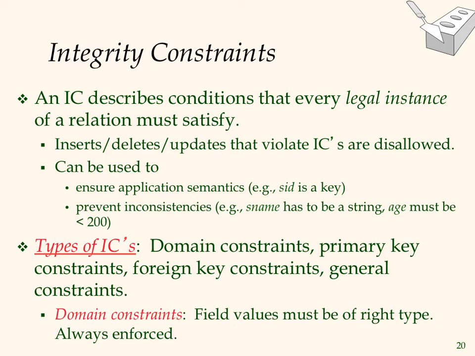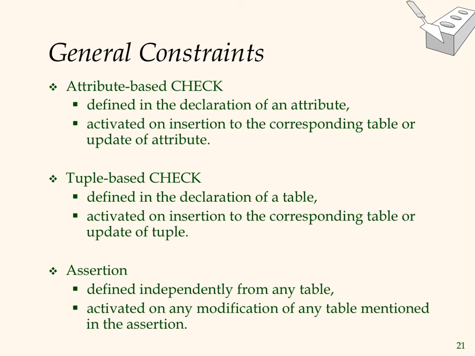So we've seen domain constraints, primary key, foreign key constraints, and those are quite general constraints. And now we're going to look at constraints that go beyond that, that can be of any nature, or at least of a much more general nature than, say, foreign key constraints. And the two concepts we'll look at are check and assertion.